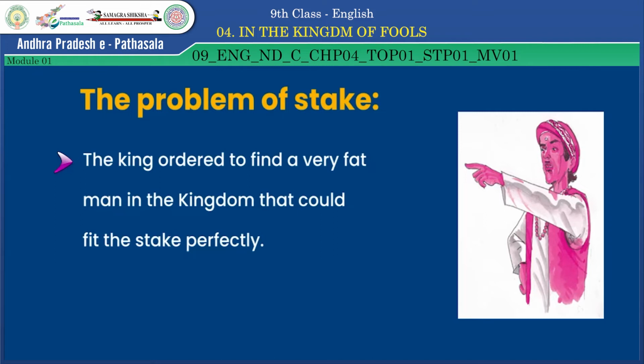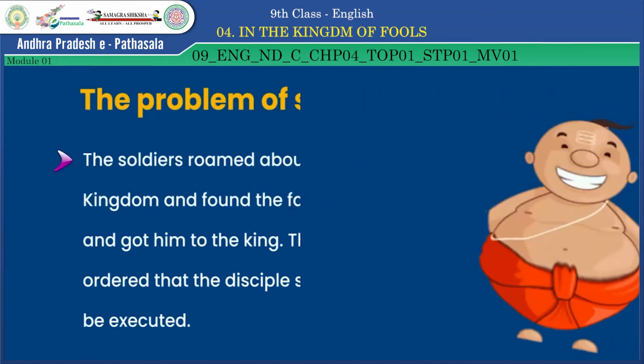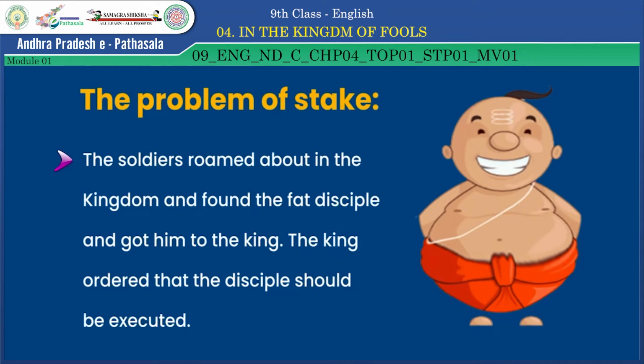Guru saw in his vision that his disciple was in problem. So he immediately reached the kingdom and came to know about the punishment which was announced to his disciple. The Guru and the disciple made a secret plan to escape from the punishment.